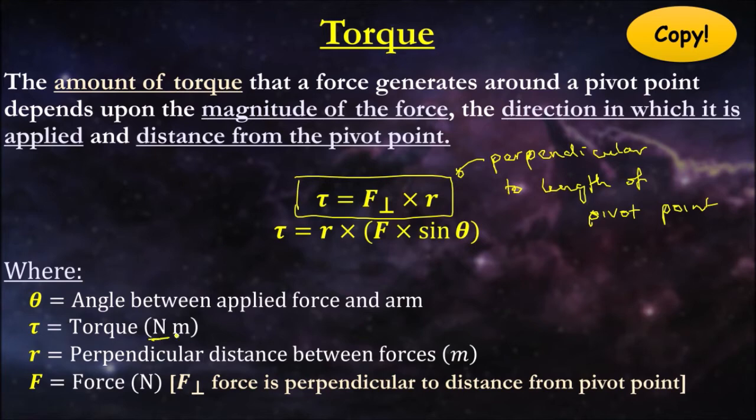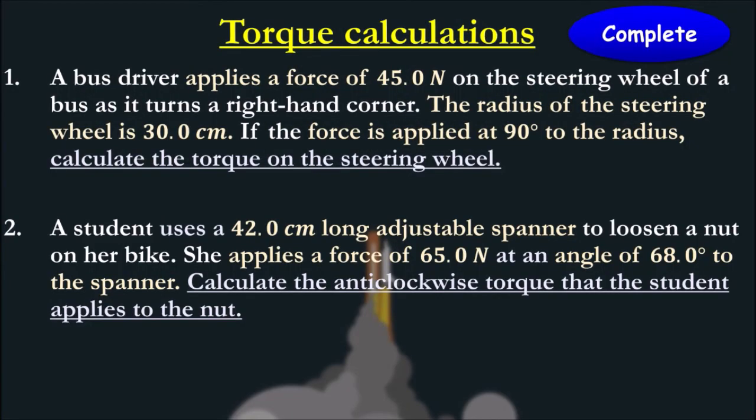Torque is measured in Newton meters. As you can see, that's newtons multiplied by meters. So Newton meters, not Newton per meter. That's a different measurement. Radius is measured in meters and force, obviously, in newtons.